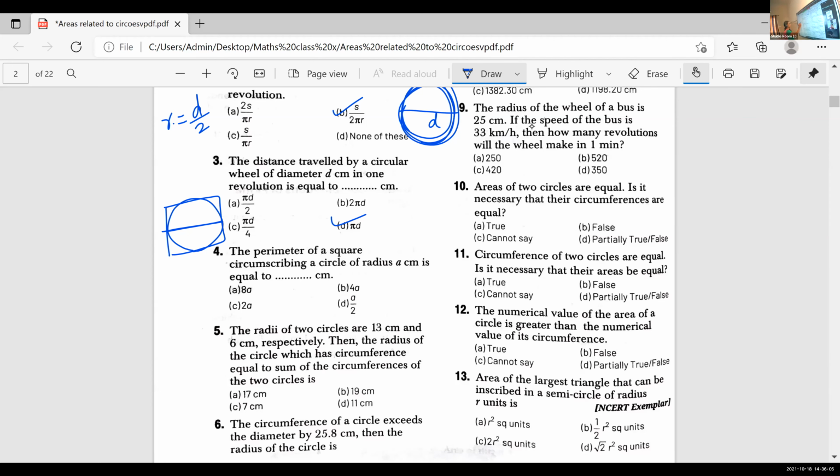Radius is A. So what will be the diameter? It will be 2A. So what is the perimeter of the square? 8A. Is it correct? Perimeter of a square is 4 into side. Is it correct, Adil? Yes, ma'am. So 4 into 2A, it is 8A.